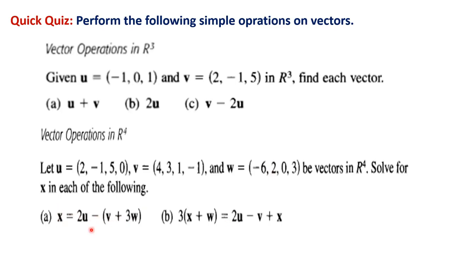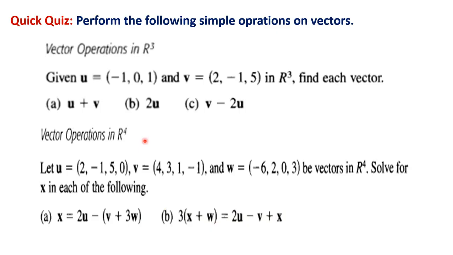Then once you get this new vector x, you can do some further operations. Take this new vector x and add it with the w vector, and then multiply that whole combined vector with this number 3, and then verify that this side is equal to this other side, where the first vector u is multiplied with 2, and then we have subtracted v, and then you have to add this x again. So just take a pen and a page and verify or perform these operations, just as a quick quiz.